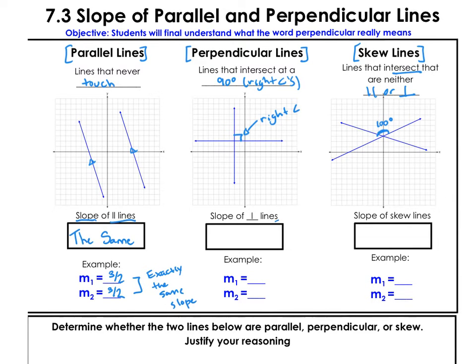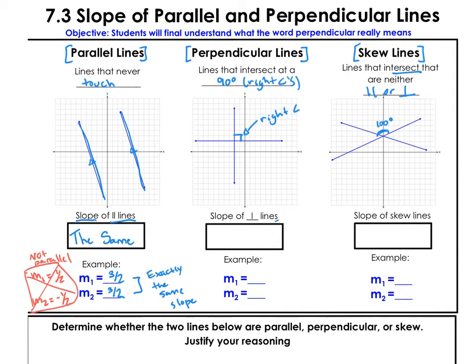Now, if I give you an example like this, let's say M1 was 1/2 and M2 was -1/2. Are these two exactly the same? No, these are not parallel, because they have to be exactly the same, okay? So any slopes that are exactly the same, you know the lines are parallel. So slopes of parallel lines are the same.